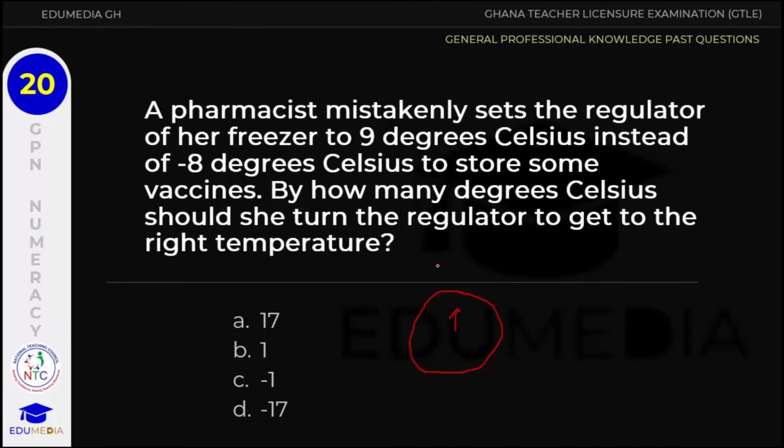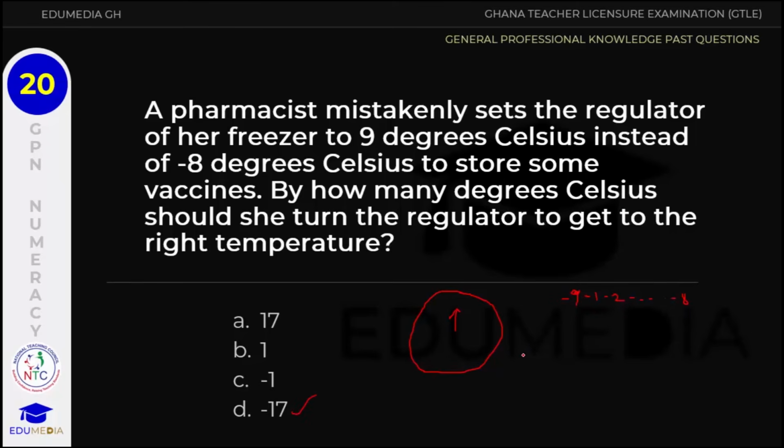So first, the pharmacist is supposed to set it at -8, and he set it to 9. So first of all, the pharmacist will have to go back 9 times. So you reduce it, you go down 9 times, so -9. Okay, and he won't stop there. That is when you get to 0, 0 degrees Celsius. And we'll now continue -1, -2, until he gets to -8. All right, and by that time, you would have gotten to 17 movements. So -17 is the correct answer.